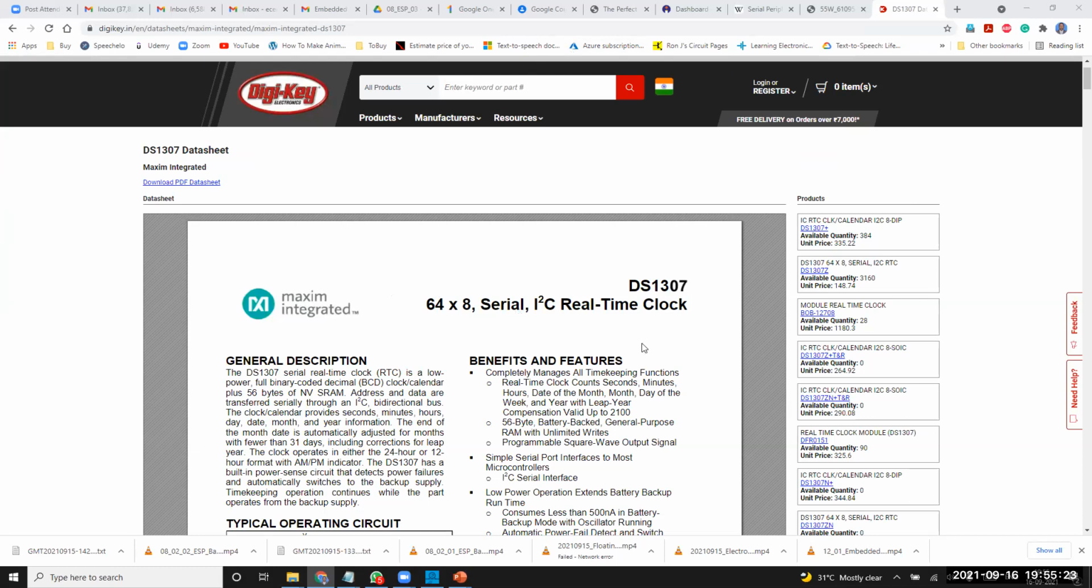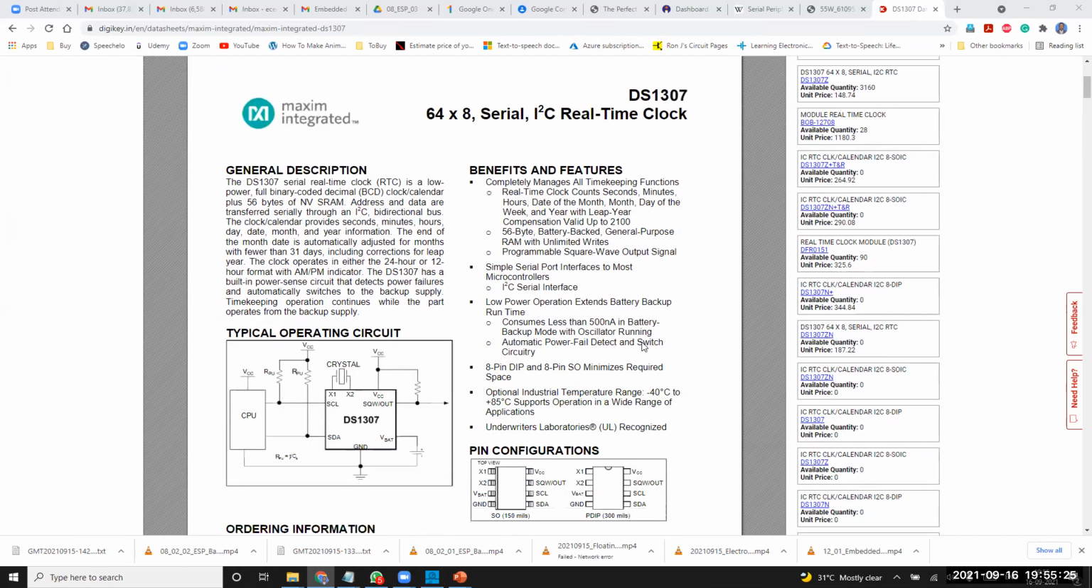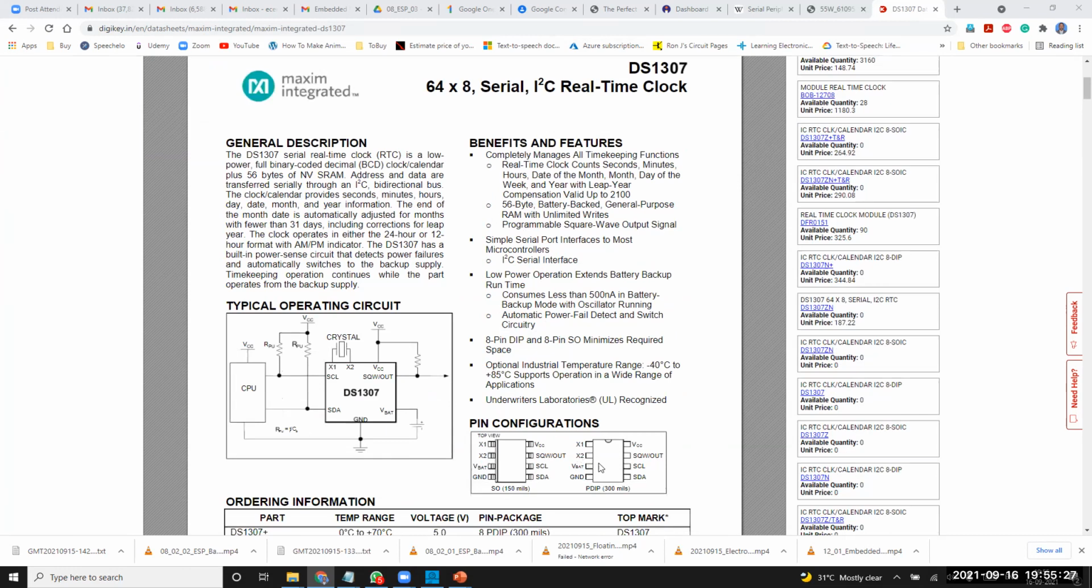Now let us take a data sheet and discuss. This is an 8-pin chip. See here, you give a crystal here because it's a clock. This guy is supposed to count. That's why you put a crystal. He has a clock generator inside, and you are giving a crystal to it.